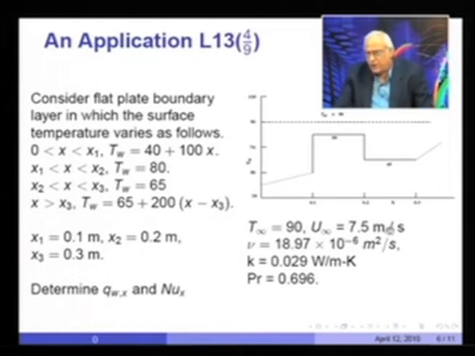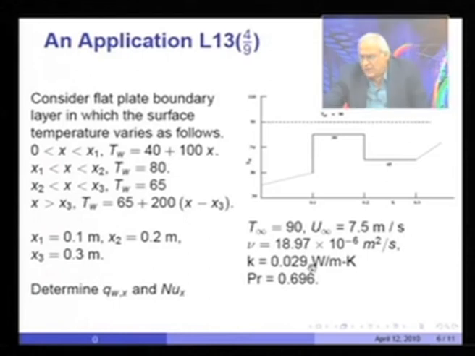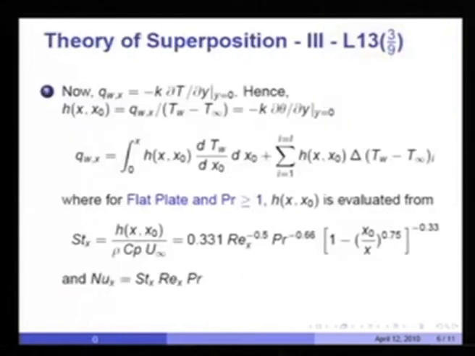U infinity is given as 7.5 meters per second, the kinematic viscosity is this, thermal conductivity is this, and Prandtl number is 0.696. Now, remember, although I said our analysis is valid for Prandtl number greater than 1, essentially where delta by delta t is less than or equal to 1, 0.696 is not too bad. One can use the same results even for air, no harm done, and we would still capture the essential features of the solution.